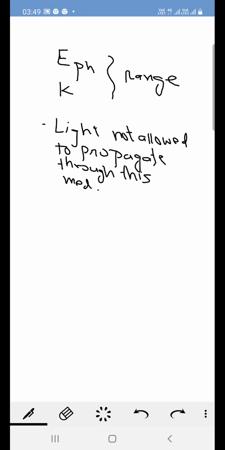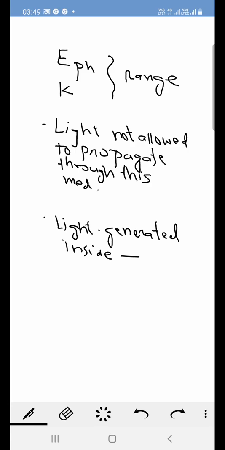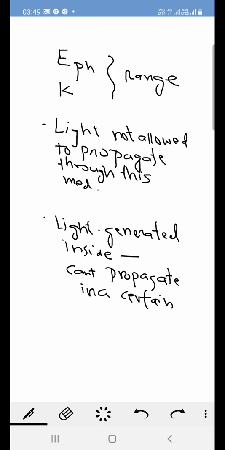And if you generate light inside it, it cannot propagate in this direction. So if light is generated inside a photonic crystal, then there is a direction through which it cannot propagate, in a certain direction.